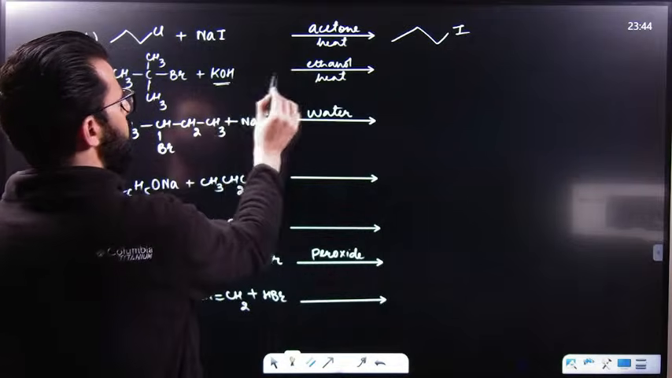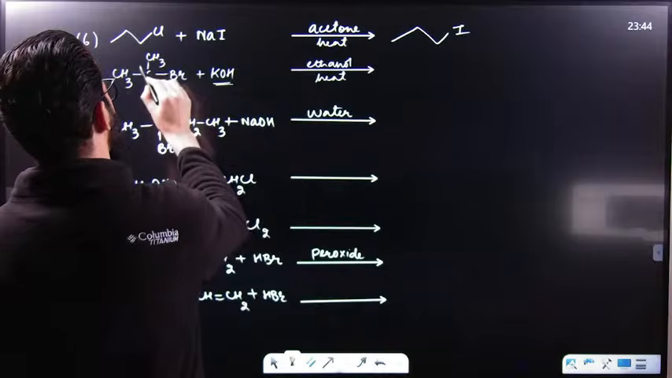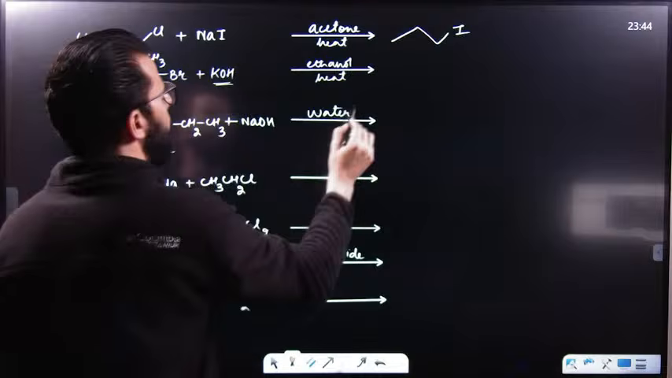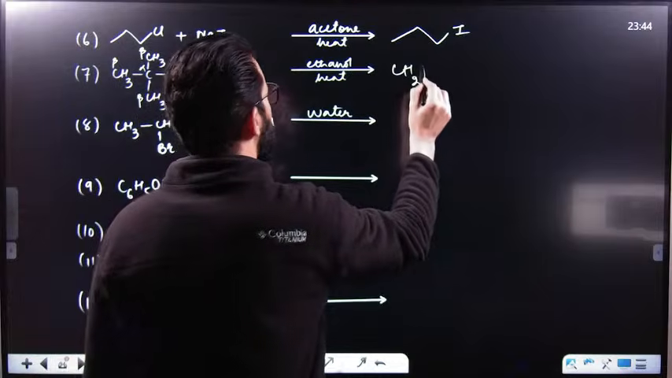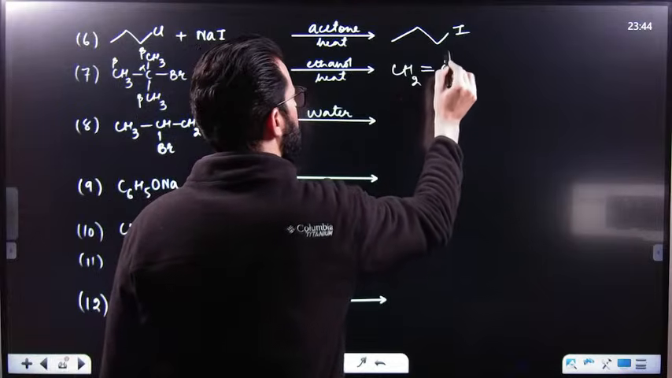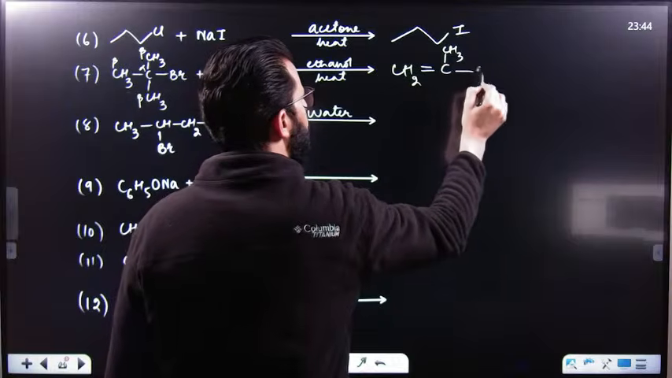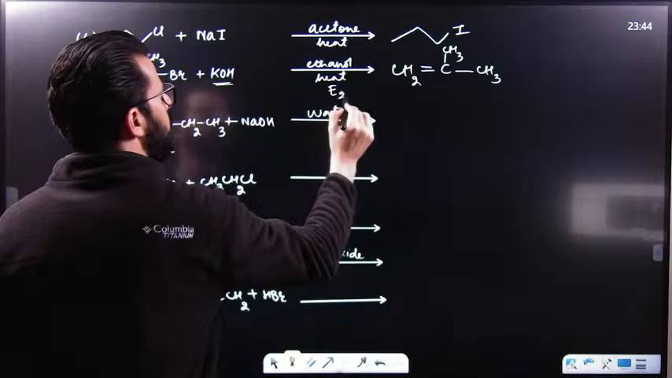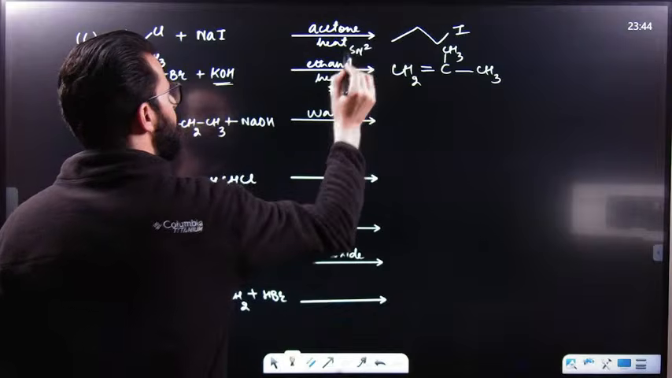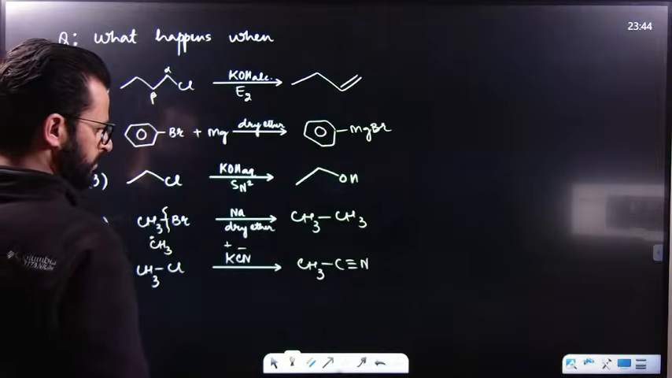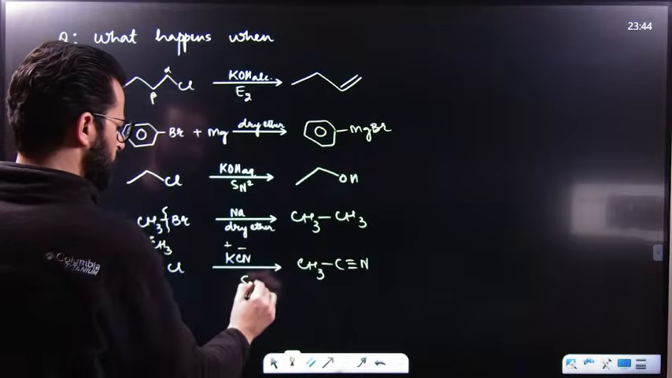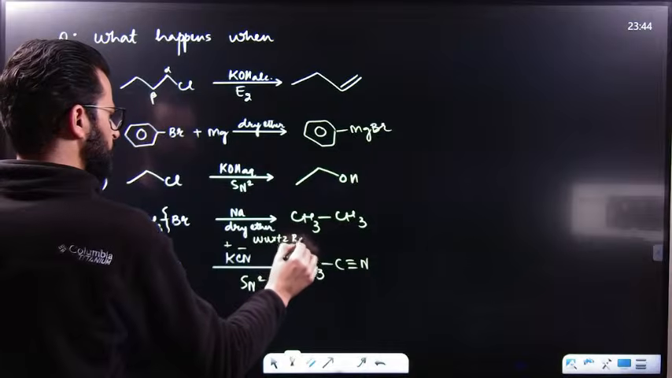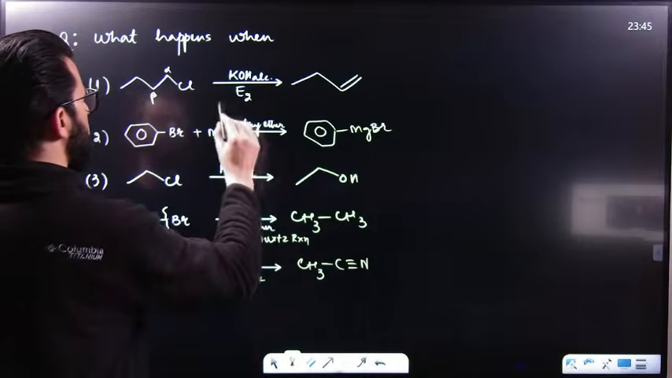This is KOH and alcoholic. So alcoholic KOH. So this is alpha, this is beta, this is beta, this is beta. We have to simply remove hydrogen from beta and form double bond between alpha and beta. So this is E2 reaction. This is SN2 reaction. This is Wurtz reaction. This is E2 reaction. Okay.